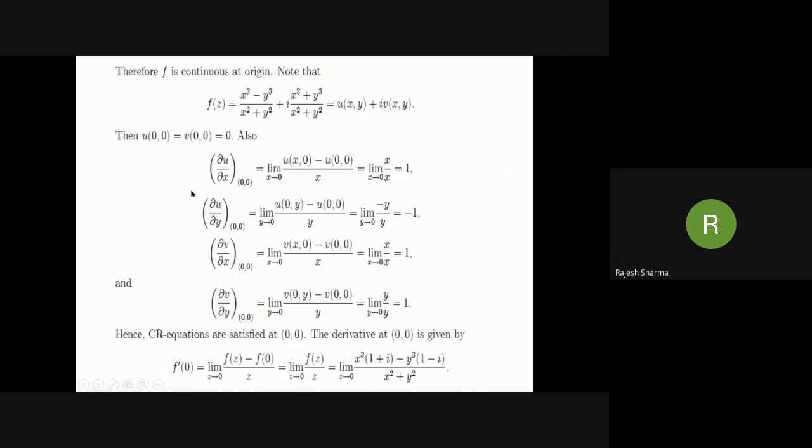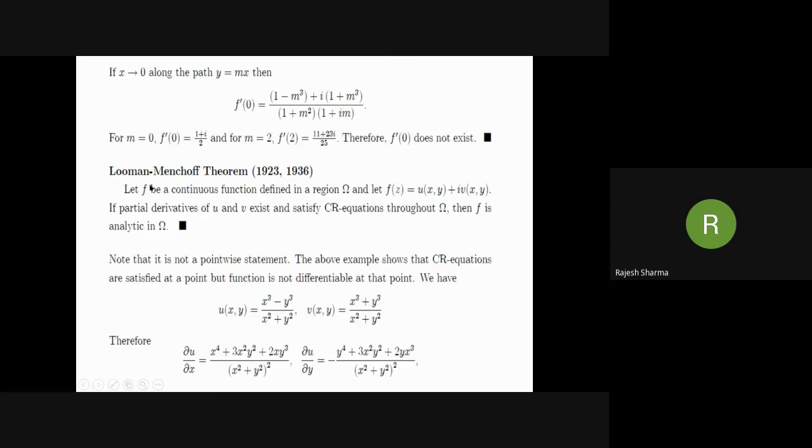So from here we see that ∂u/∂x is equal to ∂v/∂y, and ∂u/∂y is equal to minus ∂v/∂x. So the CR equations are satisfied at the origin. Now we check the derivative. The derivative at the origin is equal to the limit as z goes to 0 of (f(z) minus f(0)) over z. And f(0) is 0, therefore this equals the limit as z goes to 0 of f(z) over z.